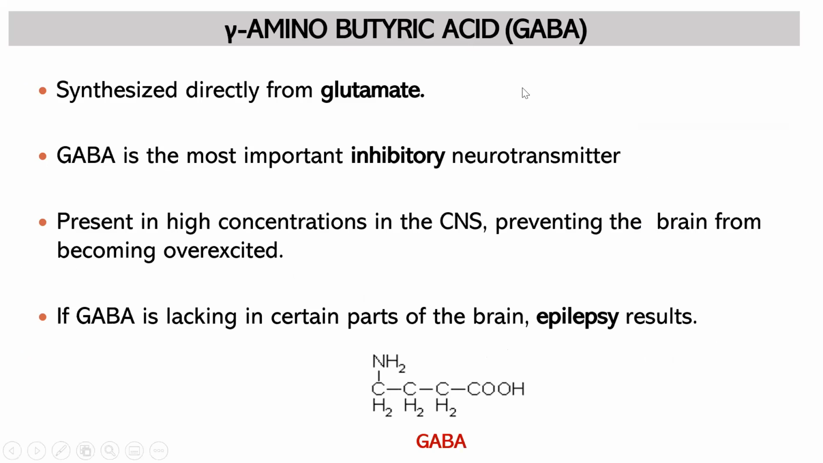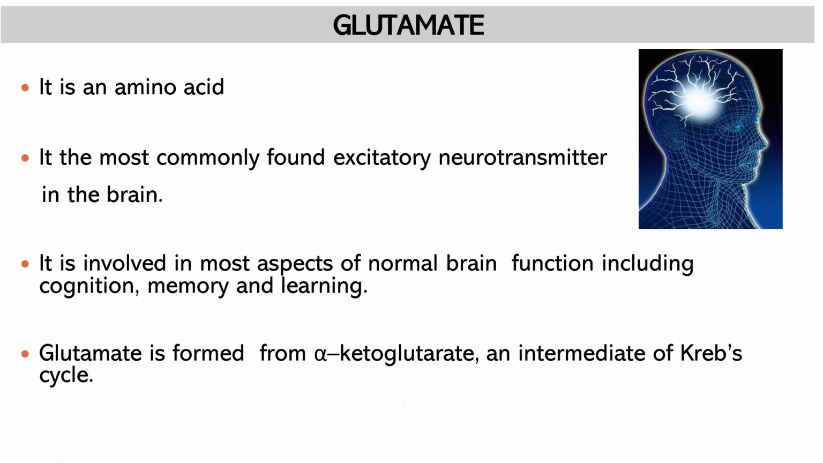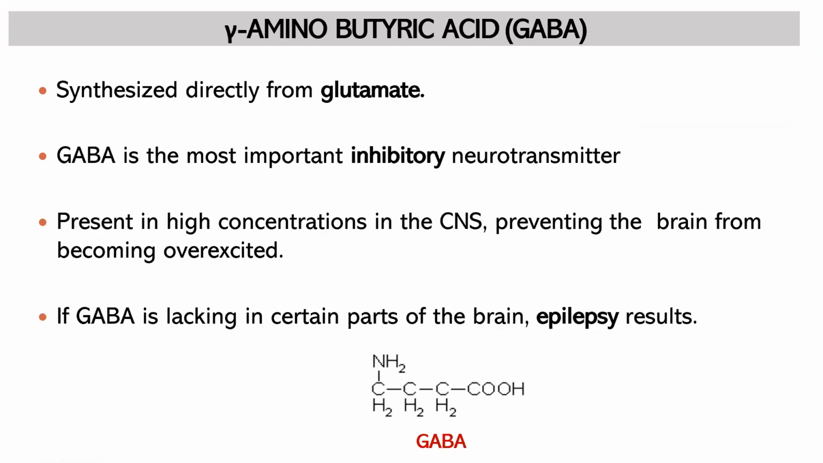So there is GABA, which is the gamma aminobutyric acid. It is synthesized from glutamate, and it's an inhibitory transmitter. So if you saw that glutamate was excitatory, GABA is inhibitory, and it prevents the brain from becoming overexcited. And lack of it can result in epilepsy.